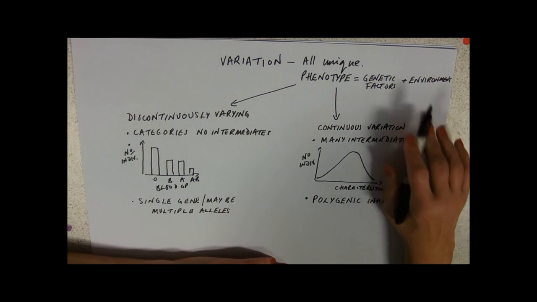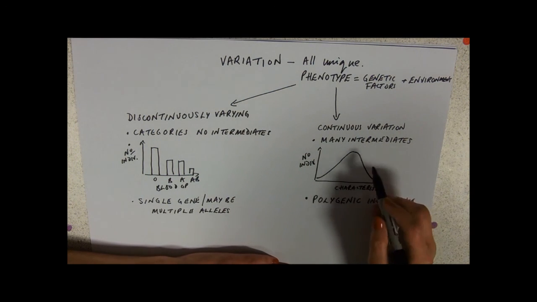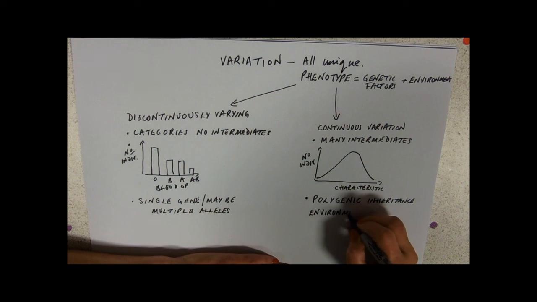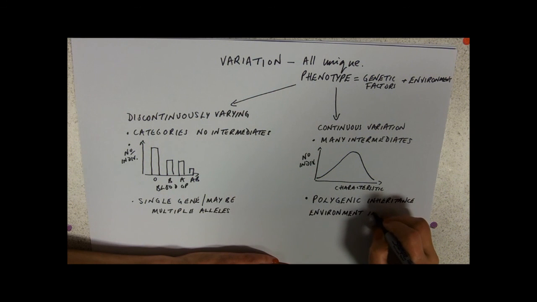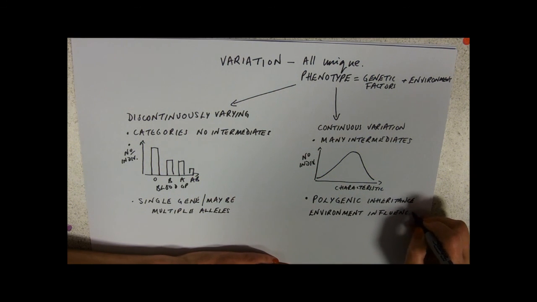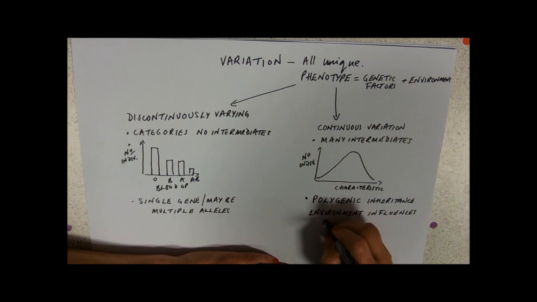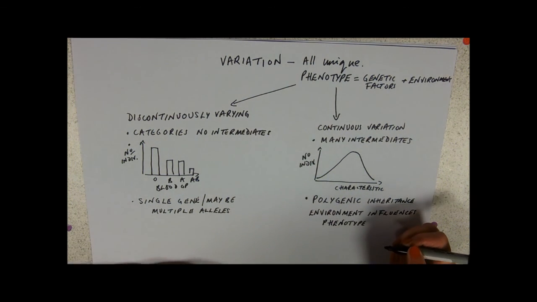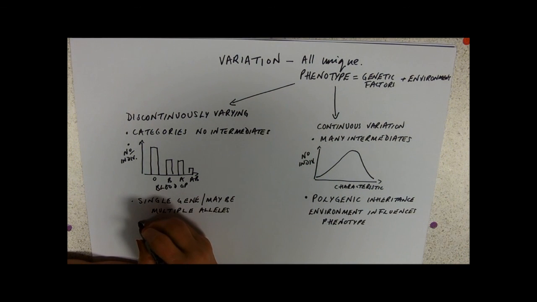Remember I said about the environment. With these things, because there are many genes, the environment exerts an influence on the phenotype, whereas in the discontinuous case environment has little influence.